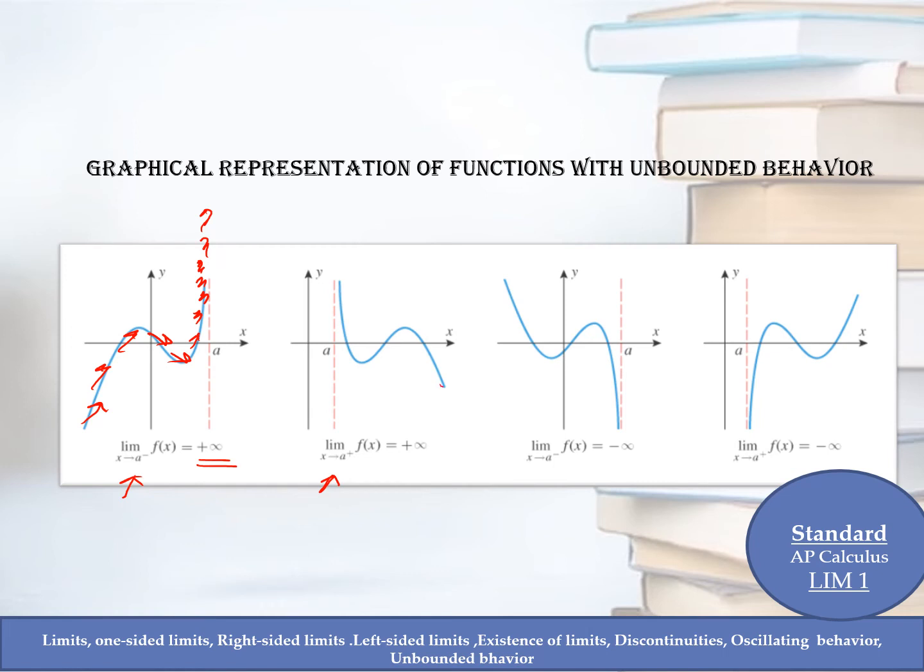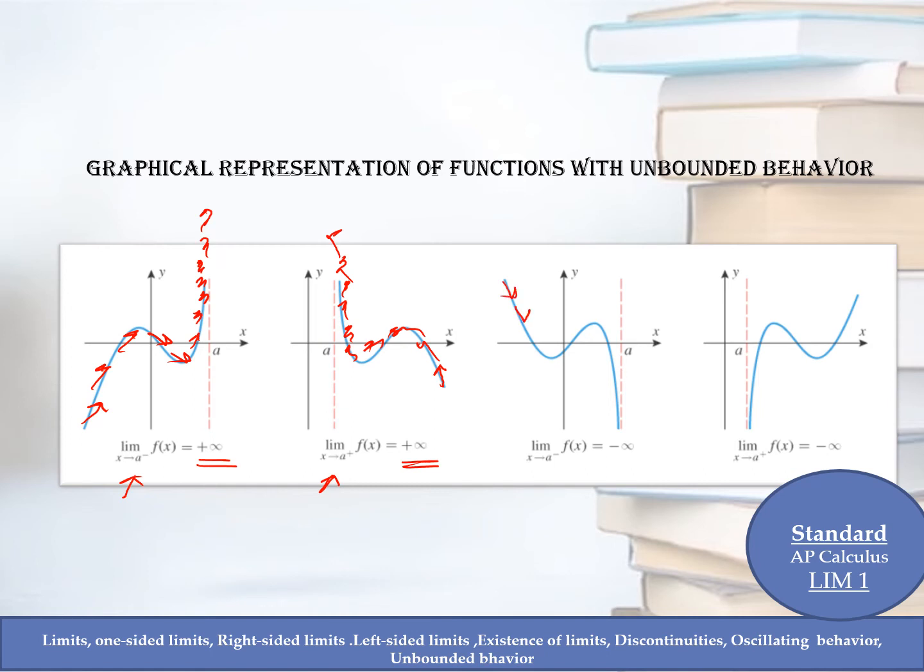Now in this case, what you see is that there is a line coming towards the a, and what is happening over here? It is increasing and increasing without bound. So you will say that the limit as x approaches a from the right hand side is equal to positive infinity. Now look at the next graph.